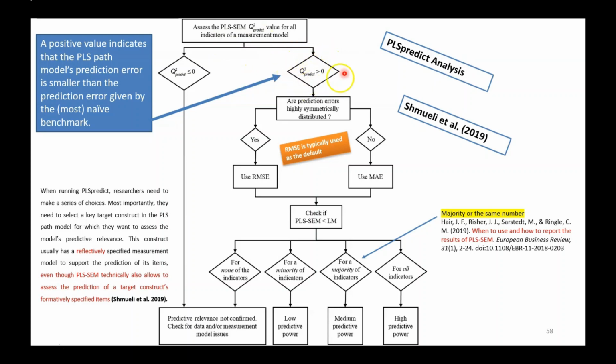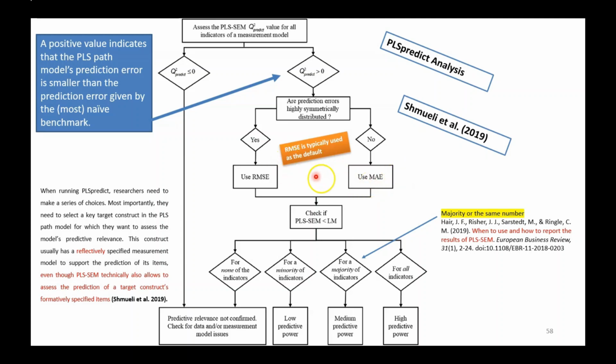And you have to make sure that all of these values are greater than 0, which indicates that the PLS path model's prediction error is smaller than the prediction error given by the most naive benchmark. So after meeting this requirement, you have to focus on the distribution of the prediction errors for the PLS methodology. And if the distribution of the prediction errors is symmetric, you should consider RMSE prediction error values for your evaluation. And in case the distribution of the prediction errors based on PLS is not symmetric, you have to focus on MAE values for your interpretation.